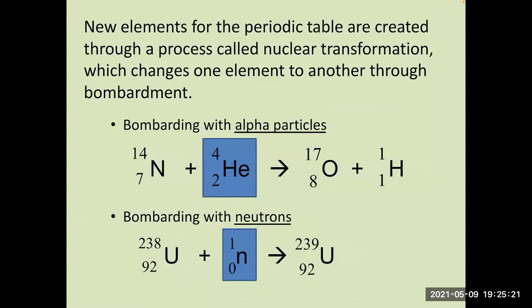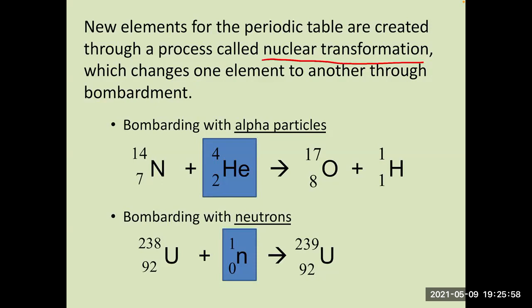All right, so if we want to make new elements, we do that through something that's called nuclear transformation. It changes those elements into something new by bombarding them with these particles and getting them to stick. Now, if I take an element that's already stable and I add extra particles to it, it's going to make it somewhat unstable. This is why a lot of our man-made elements are unstable, okay? So just keep this in mind. Yes, this is how we make new elements, but it makes them unstable.